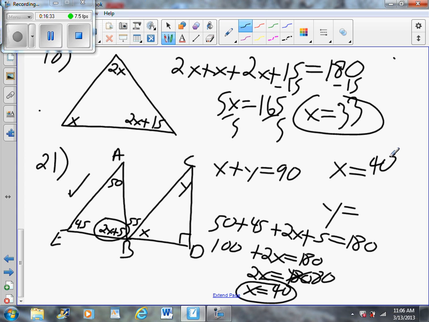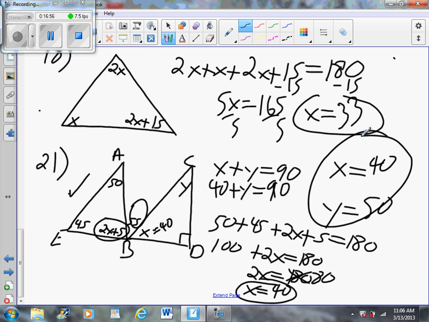Now, I really didn't need to know that this was 55 degrees right in here. Thank y'all for giving it to me in the book. I didn't really need it. But I do need to know that this is 40 degrees. Because if it's 40, can I now figure out y? This means I've got 40 plus y is equal to 90, right? Yep. Y must be 50. That's a good test problem right there. A really good test problem. X is 40, Y is 50.